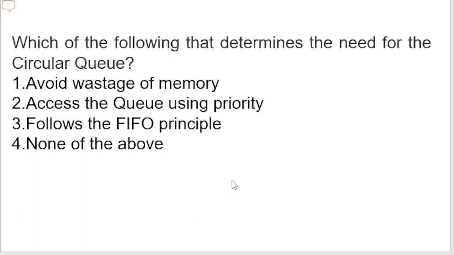Next question, which of the following determines the need for the circular queue? Options are: avoid wastage of memory, access the queue using priority, follows the FIFO principle, and none of the above. So guys, what it is asking is the need for a circular queue, that is important. So the correct option is A, avoid wastage of memory.